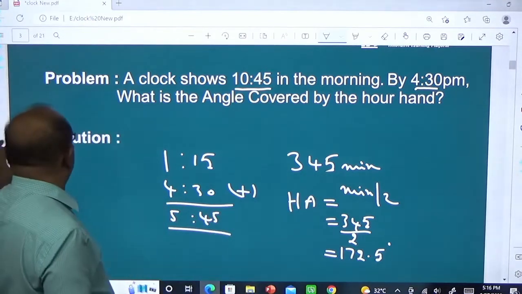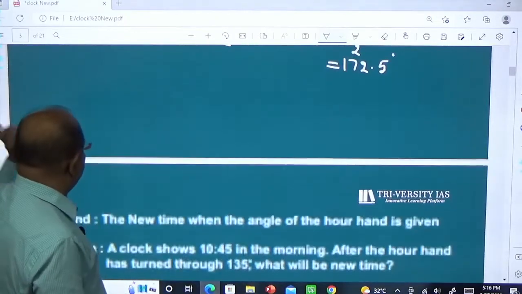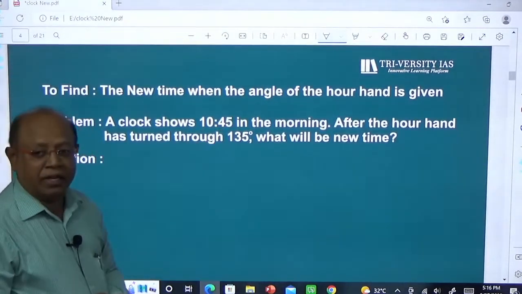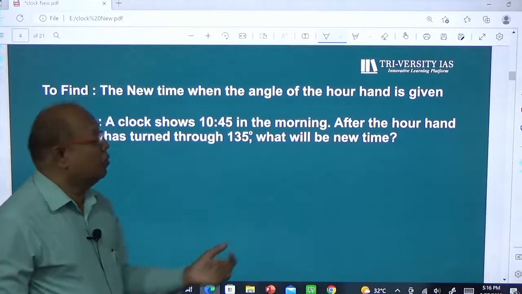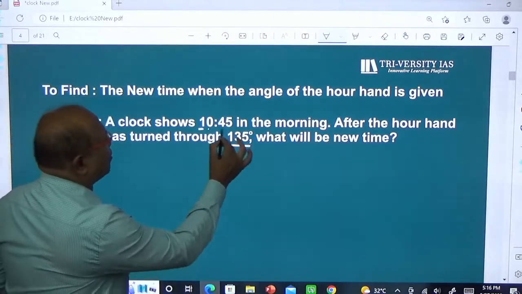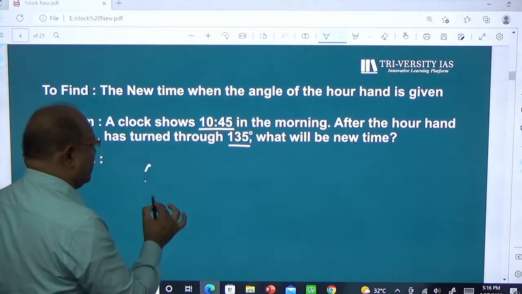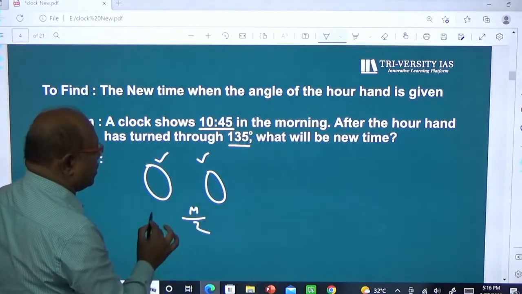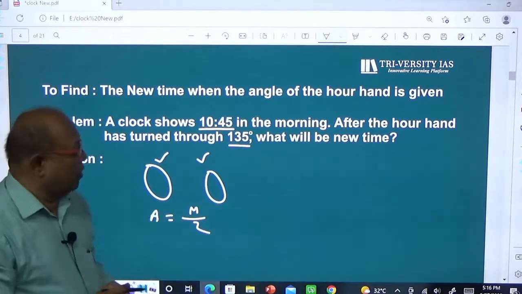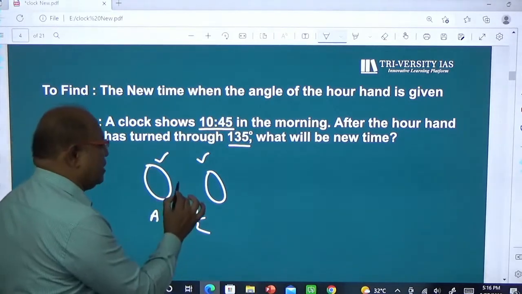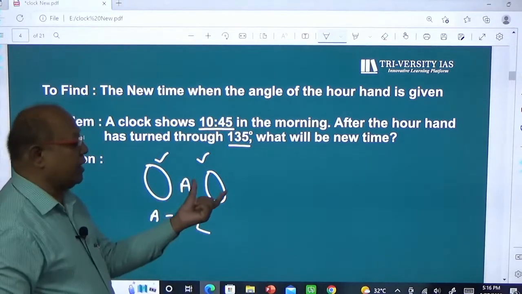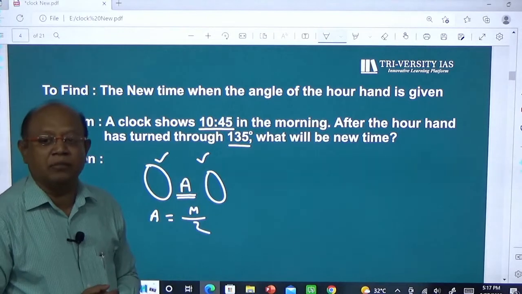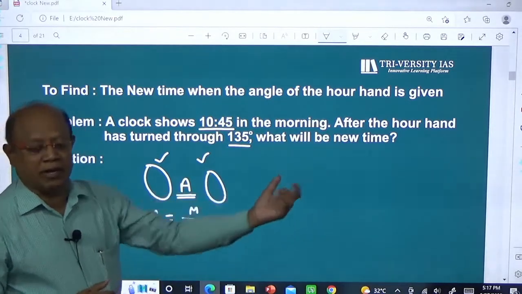Now let us see other forms. How to find the new time? The clock shows 10:45 in the morning. After the hour hand has turned through 135 degrees, what will be the new time? See, earlier the 2 timings were given, we calculated the duration, divided by 2, and that gave you the angle. Now, here the starting time is given and the angle is also given. We have to find out the new time. If we are able to convert this angle in terms of minutes, that much time we have to go ahead. Let us see.